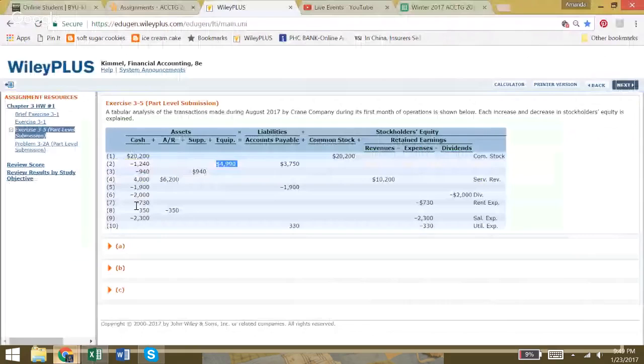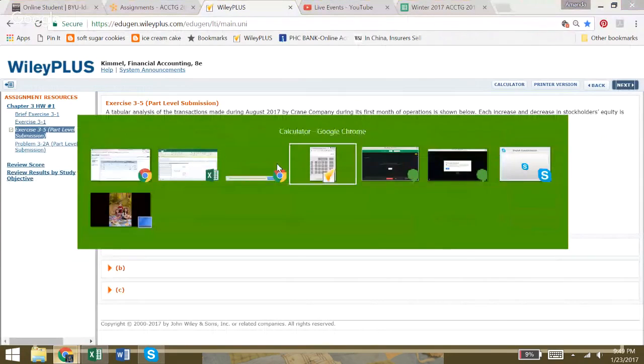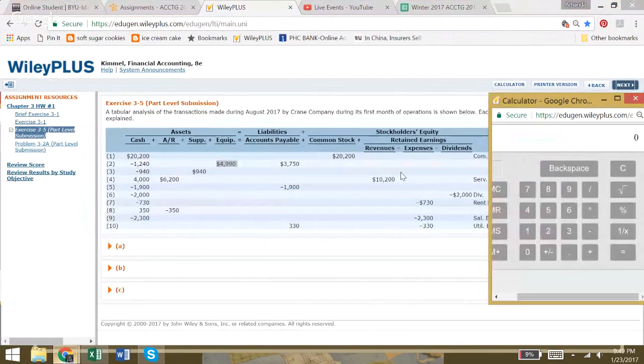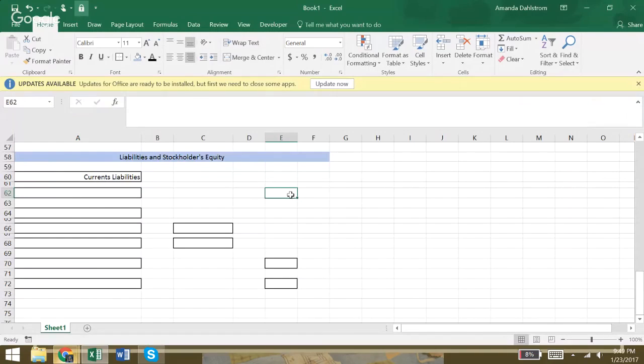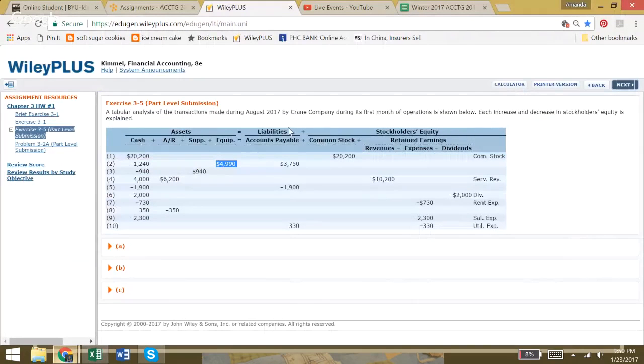And let's see, we come over here and it looks like we have accounts payable. So let's add those up, and we have 3,750. We're going to subtract 1,900, and we're going to add 330. So we have 2,150 for our accounts payable. And it looks like that is all we have for our liabilities portion. So next we're going to go to stockholders' equity.